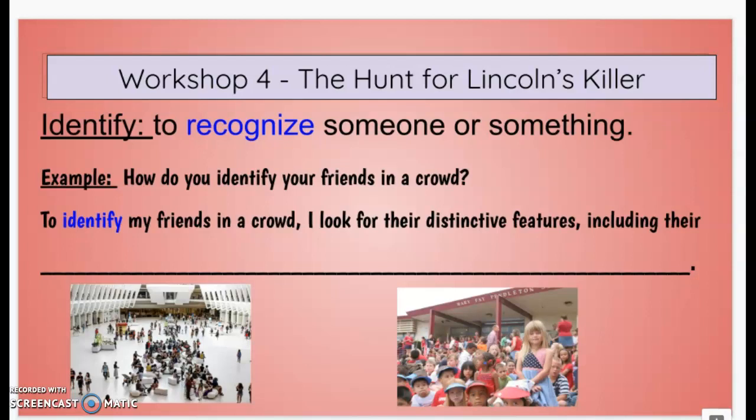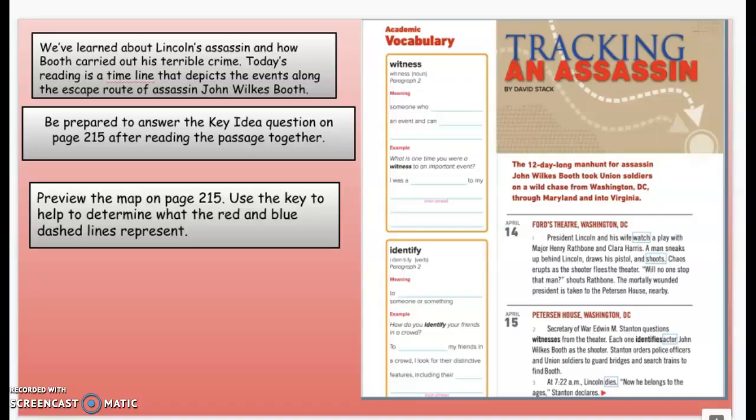And that includes their what. A lot of times I might say, I can identify my daughters by the color of their hair. Or I can identify that person because he's really tall. And again, I can recognize someone or something quickly.